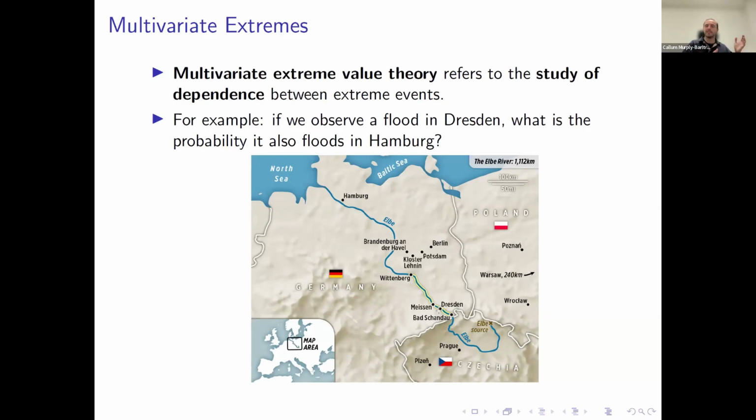Because they're on the same river, they're going to be interconnected, and there's going to be some dependence there, but it's not going to be perfect correlation. There's obviously going to be some variability depending on local conditions and so on. So we want to be able to understand the joint relationship between different extremes.